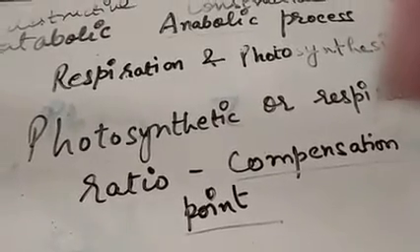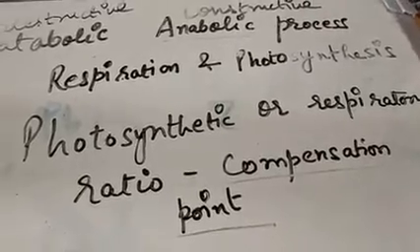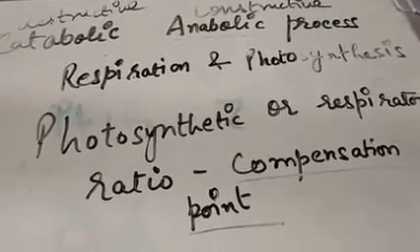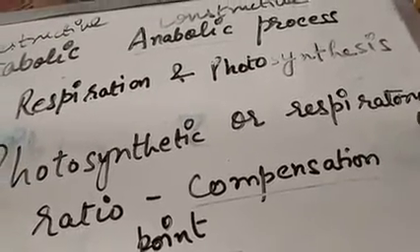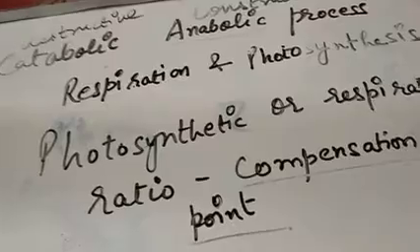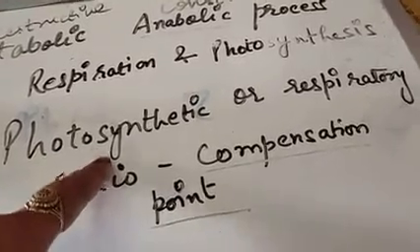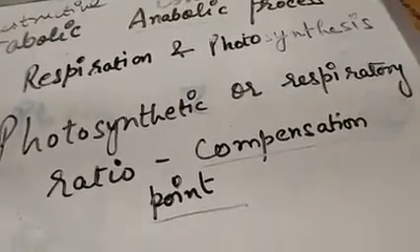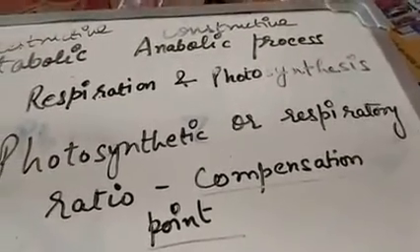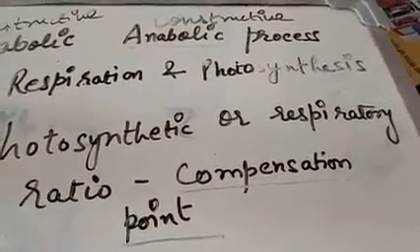Again I am repeating, compensation point is a point, at a particular intensity of light, where the oxygen produced by photosynthesis is utilized by respiration by the plant itself, and the carbon dioxide produced during respiration by the plant is utilized by the plant for photosynthesis itself. So the net gaseous exchange is zero. This is called the photosynthetic point or respiratory ratio or compensation point.